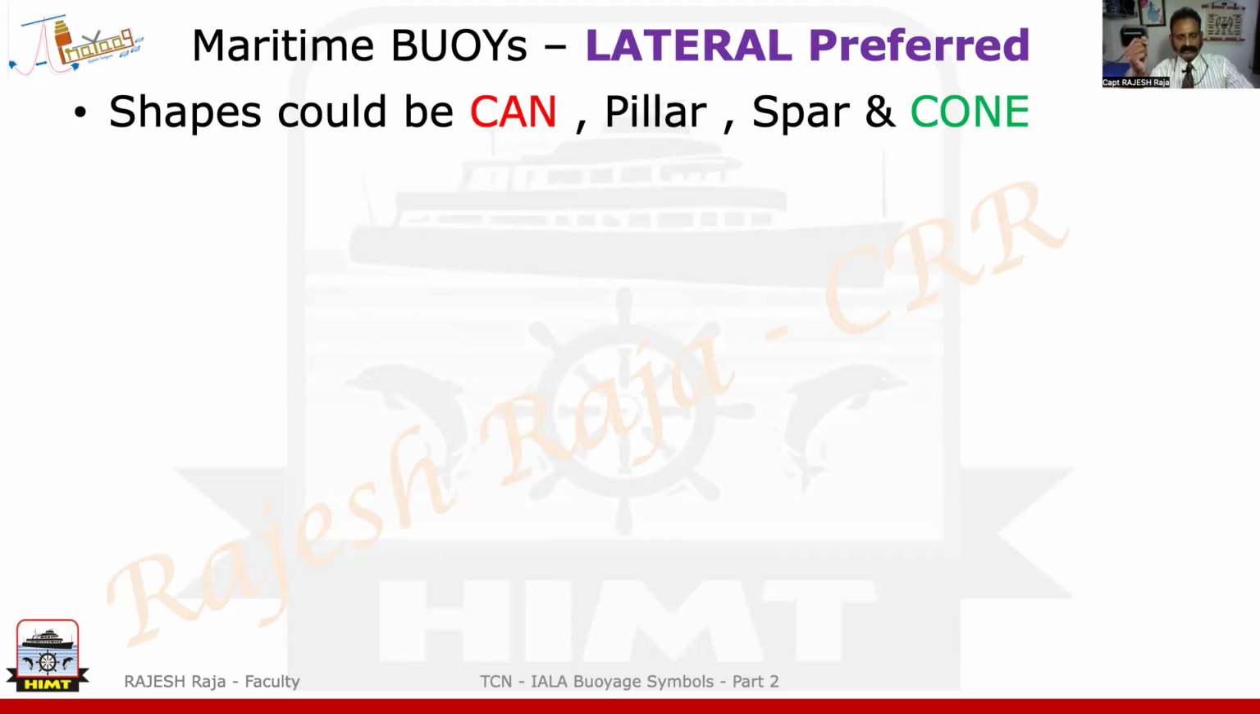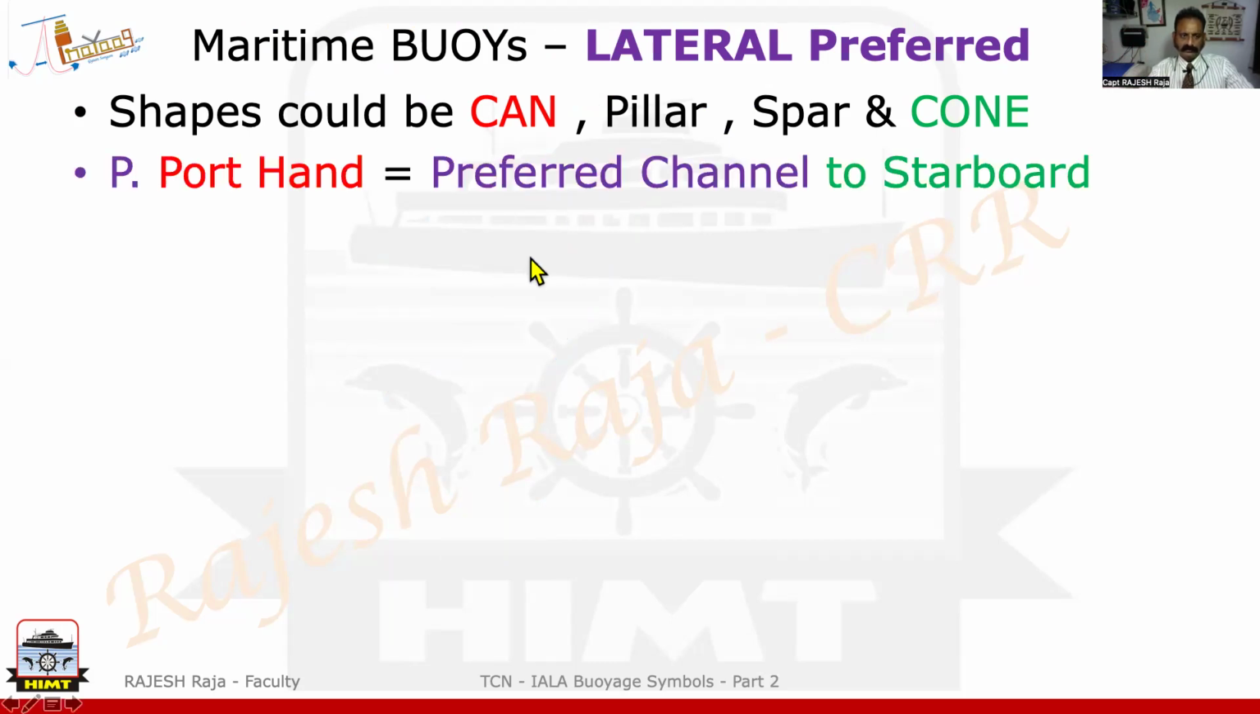What are the shapes? Shapes are very similar to your lateral. Can, pillar, spar, and cone. Again, I've color coded can and cone. In region A, please remember your can will be on your preferred port side and cone will be on the preferred starboard side. So that is the clue for you with these colors.